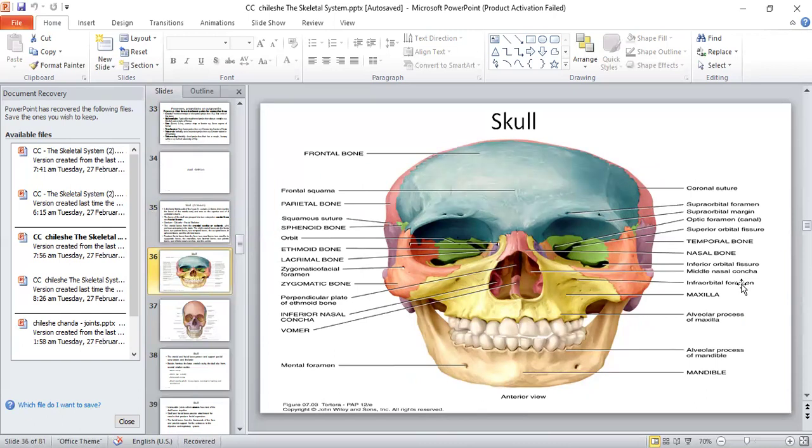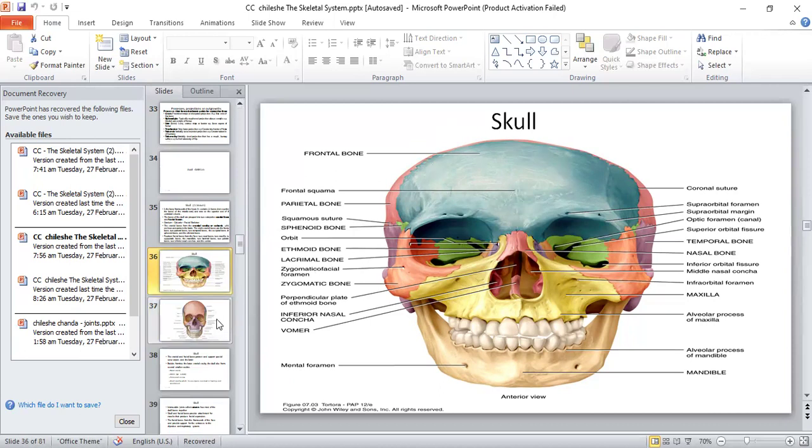So first of all, we have the frontal bone. This frontal bone, the one in blue, is the one that makes up your forehead and part of the orbital cavity, and it goes all the way even beyond your hairline. This is the frontal bone. It is a single bone.